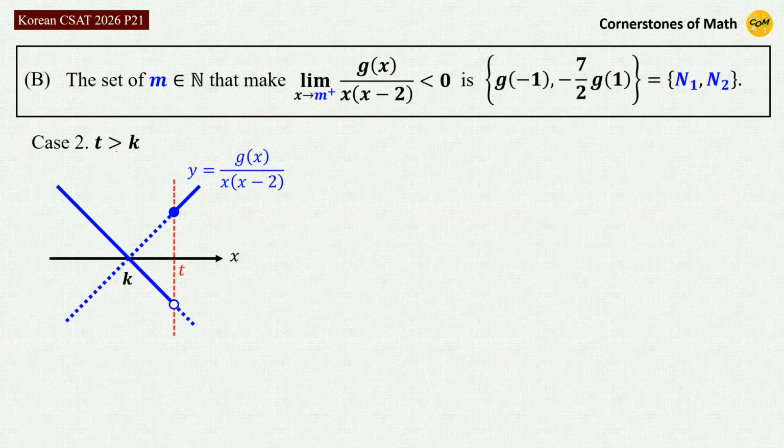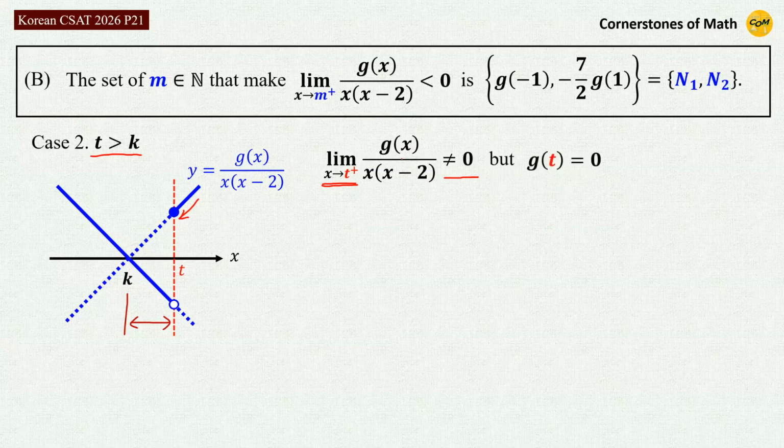Let's move on to case 2, where t is greater than k. This time the graph has a negative value region. Let us investigate further. Let us consider the limit given in the condition when x is approaching t from the right. From the graph, you can notice that this limit has a non-zero value because it is the limit in this direction.